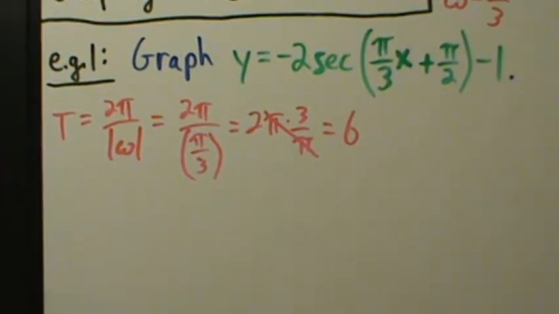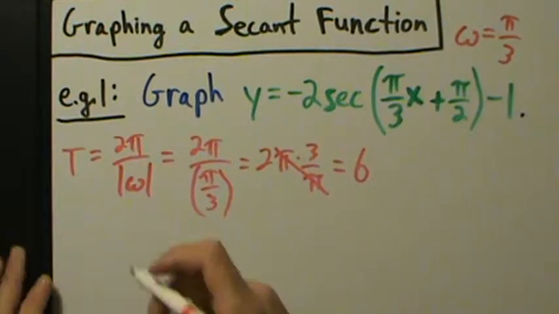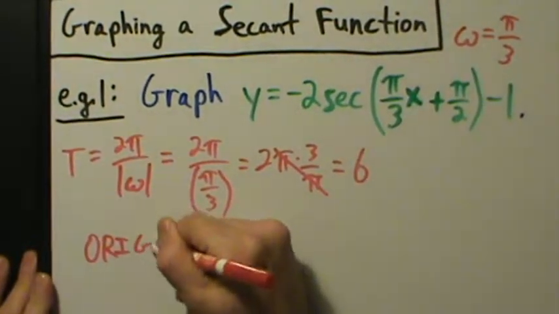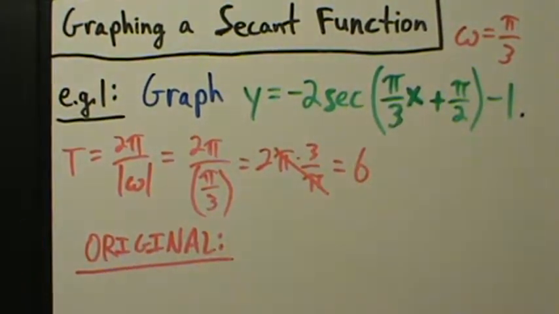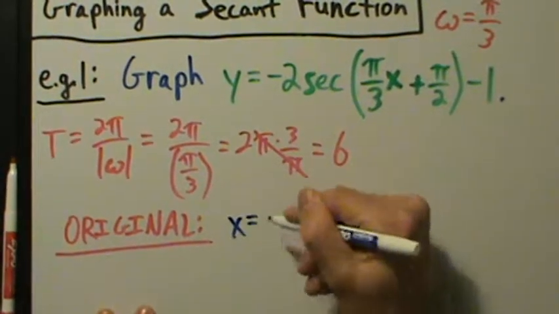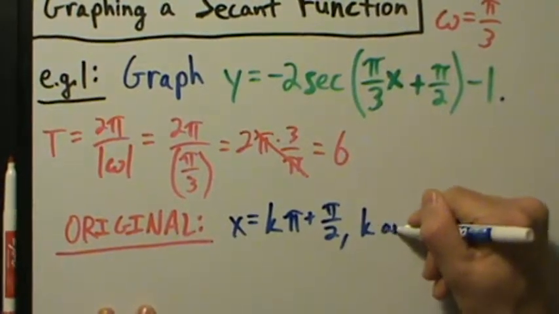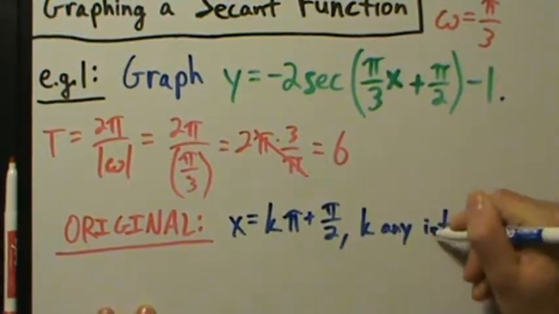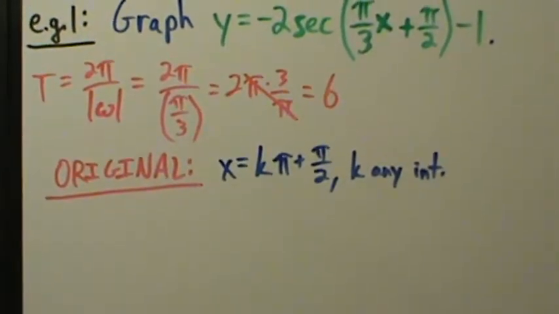Now the rest of step one is to find the general equation of the vertical asymptotes. We're going to do it just like we did in those other videos. First, we write the original general equation of the vertical asymptotes for just plain old y equals secant of x. For y equals secant of x, the equation is x equals k pi plus pi over 2, where k is any integer, abbreviated int for short.